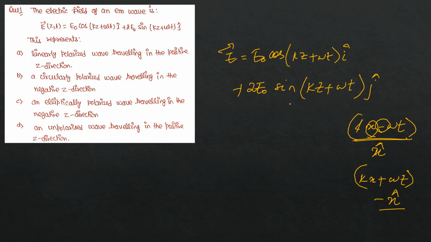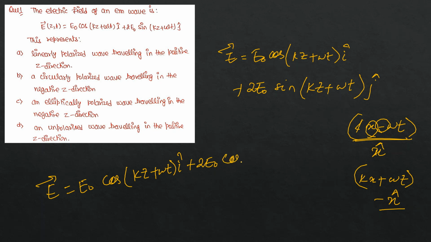Can you tell me what the phase difference is? First of all, I can write this as E naught cos (kz plus omega t) i cap plus 2 E naught cos (kz plus omega t plus pi by 2), isn't it? Or you can write this as sine (kz plus omega t plus pi by 2). Even otherwise, you can see this is i cap, this is j cap.